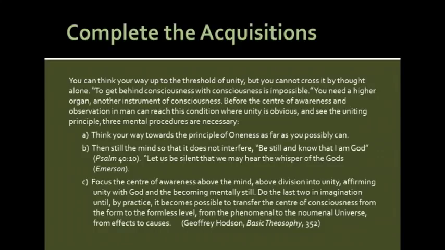Before the center of awareness and observation in man can reach this condition where unity is obvious and see the uniting principle, three mental procedures are necessary. A, think your way towards the principle of oneness as far as you possibly can. So that is the first part where you meditate on expansion, for example. You do it and try to generate this feeling of oneness as much as possible. B, then still the mind so that it does not interfere.